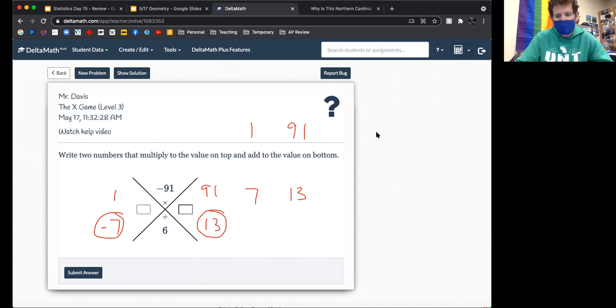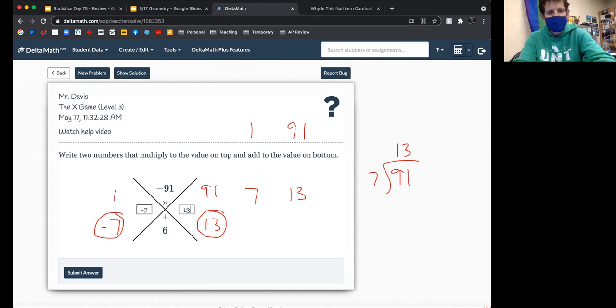1 times 91. Is 2? No, it's not. And then you can try 3, and then 4, and then 5. Eventually you'll find 7 can be divided evenly. I just do 91 divided by everything until I get to 7, and I'd get 13 as my answer. So then I could try this. So let's try negative 7 and 13, because I can see that these two will add up to 6, and they'll multiply to give me negative 91.